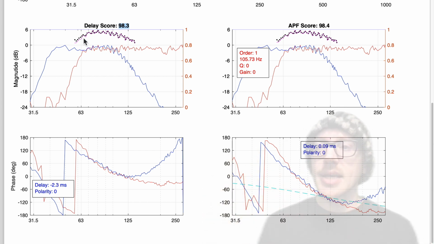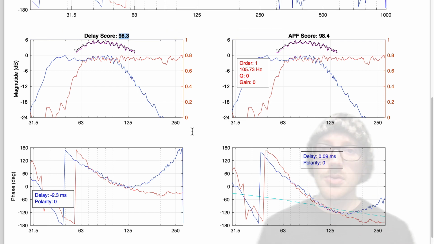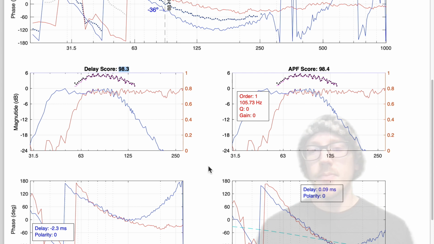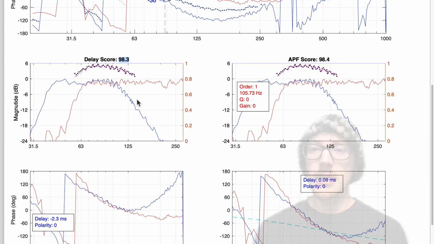Okay, and now we see the sum trace, the pink, is now almost on top of the target for the entire crossover region here. So we pretty much came up with the same solution, right? We were thinking 2.11 milliseconds. The robot came up with 2.3, really close.